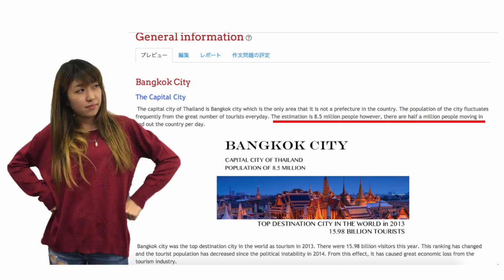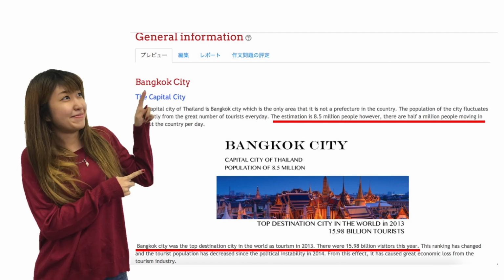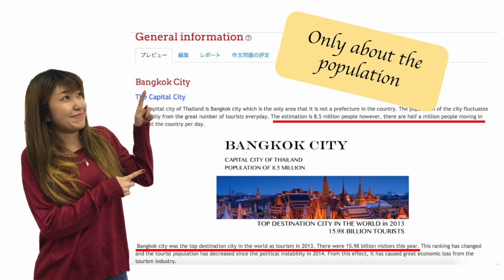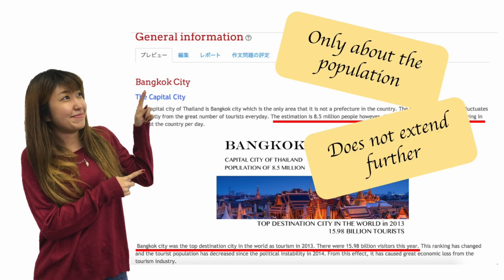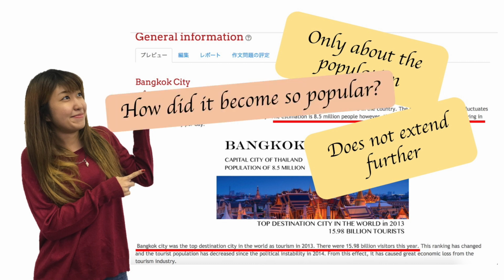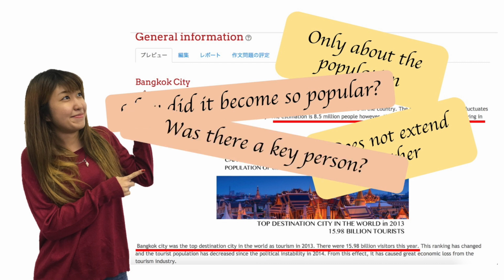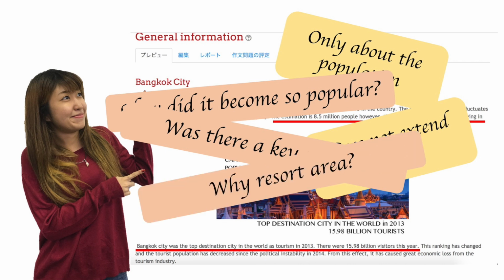I have a brief explanation about the population and number of tourists per year with a nice view of the city. It's a good piece of information to know about the basics of the city, but it doesn't extend further than this. It doesn't have any episode such as how did Bangkok become such a popular city, or was there some key person who triggered the country to be widely known as a resort area, and so on.